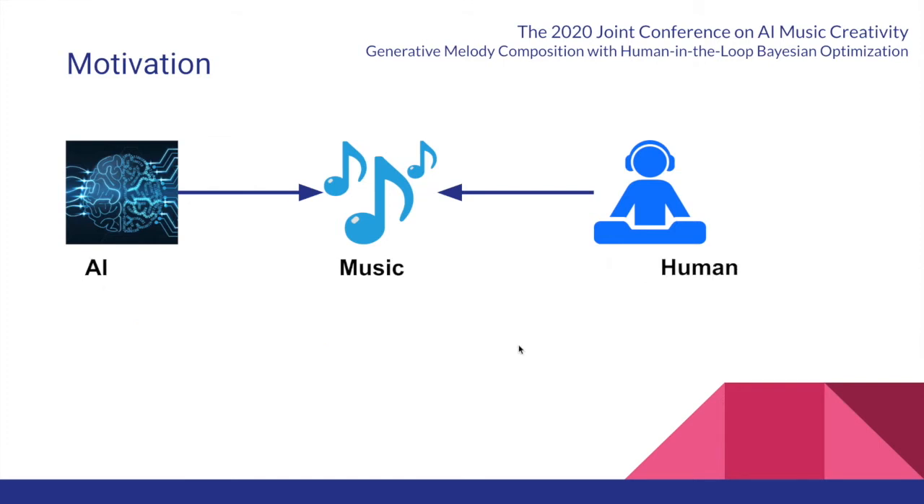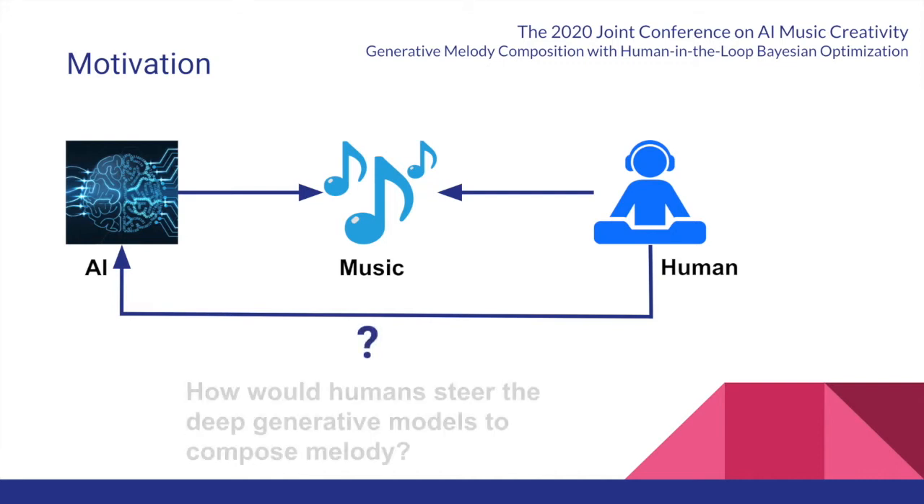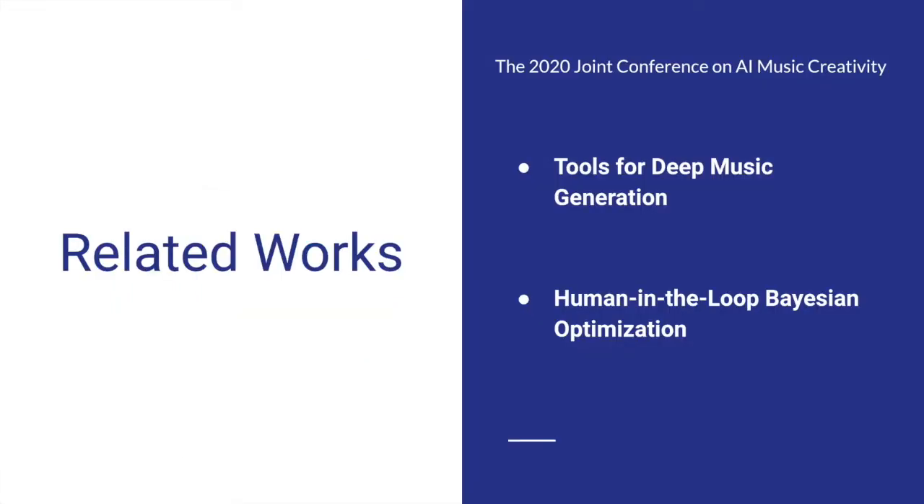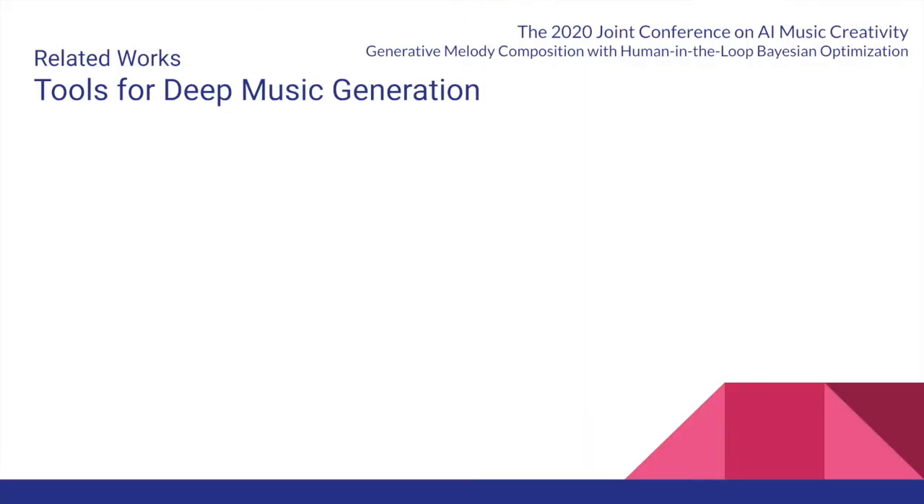Thus, our motivation is that we want to investigate how humans would steer the deep generative models to find their desired melody. So in the following, I would like to introduce some related works from two perspectives: tools for deep music generation and human-in-the-loop Bayesian optimization. I will start from the tools.